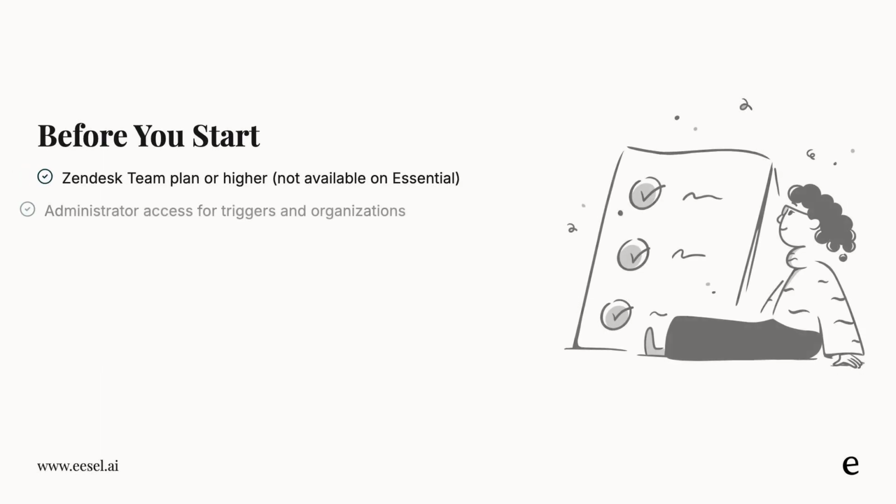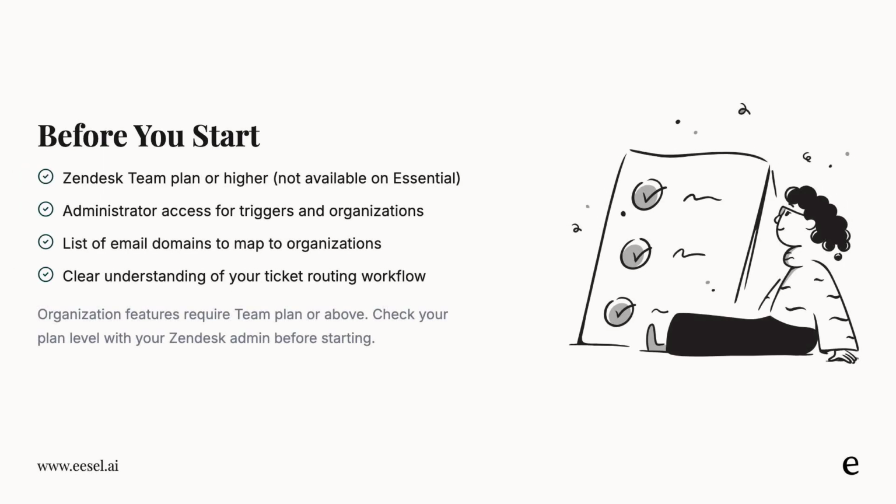Before you start, make sure you have a Zendesk account on the team plan or higher. Organization features are not available on the Essential plan. You will also need administrator access, a list of email domains you want to associate with specific organizations, and a clear picture of which tickets should go where.